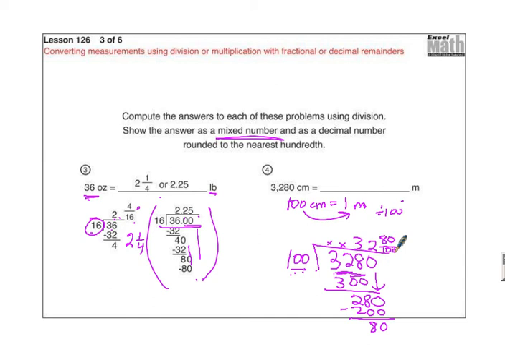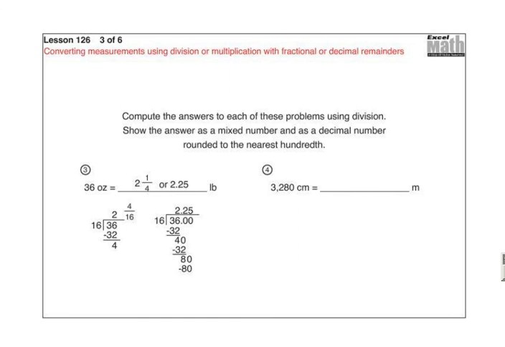Now can we reduce 80 hundredths? Right off the bat, I can divide by 10 and I get 8 tenths, and then I can divide both of those by 2, so the answer as a mixed number is 32 and 4/5. Got to divide this by 2 and that by 2. Now what about as a decimal? I'm going to clear this off, so if you need to see it still, pause the video, and do it as a decimal now.